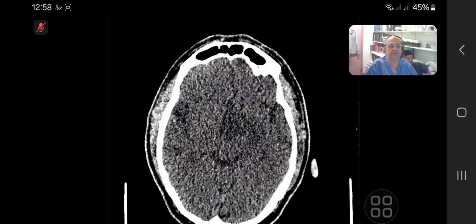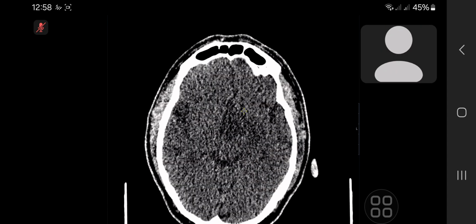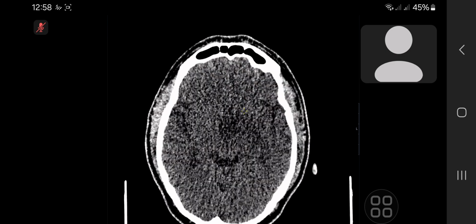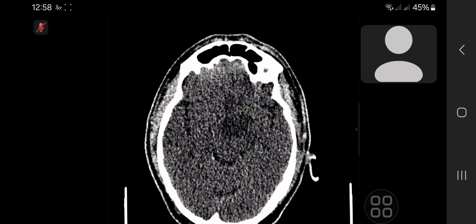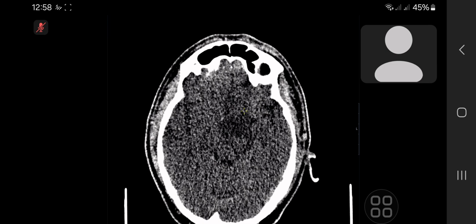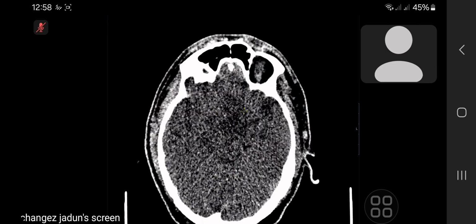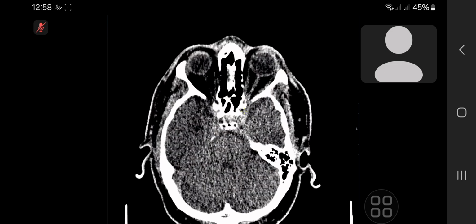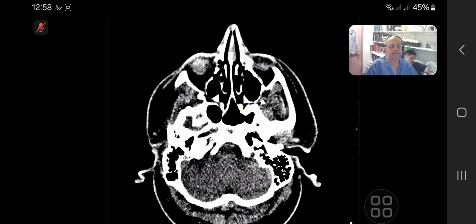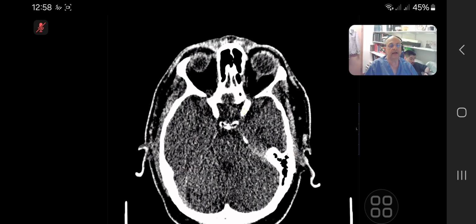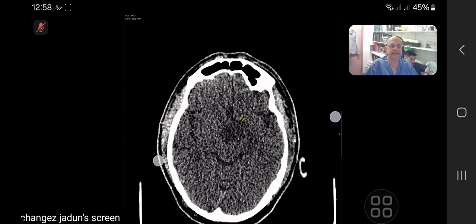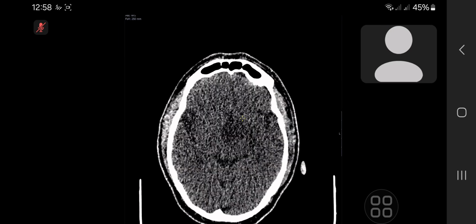I will change the window a bit for you. There's some hypodensity at the left basal ganglia, I assume, and so you see a low attenuation in the left basal ganglia in that region.